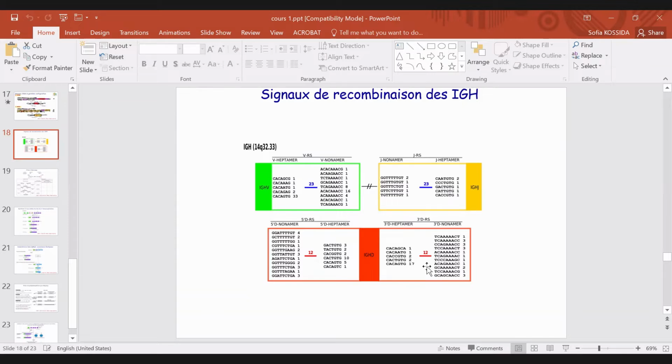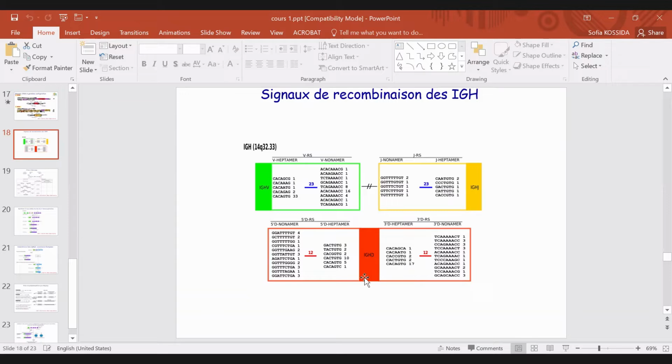Because the diversity region is between the variable and the joining region. Yes, you're really close. First the diversity and the joining rearrange, so it needs a recombination signal there, and then after that, when we have the DJ gene, we have to recombine again with the V. So we need another recombination signal between the V and the D. Perfect. Well done. Exactly what you said.